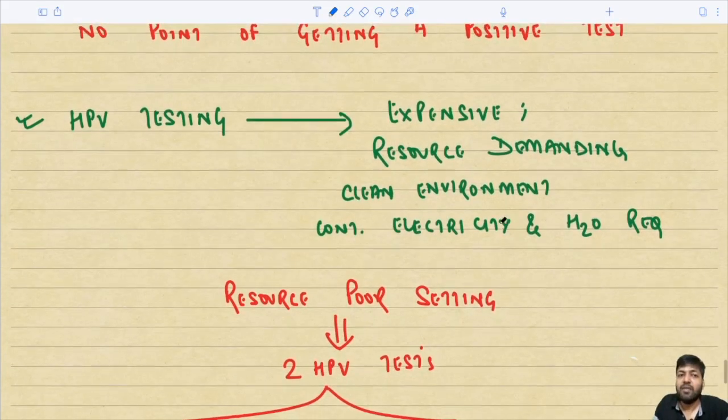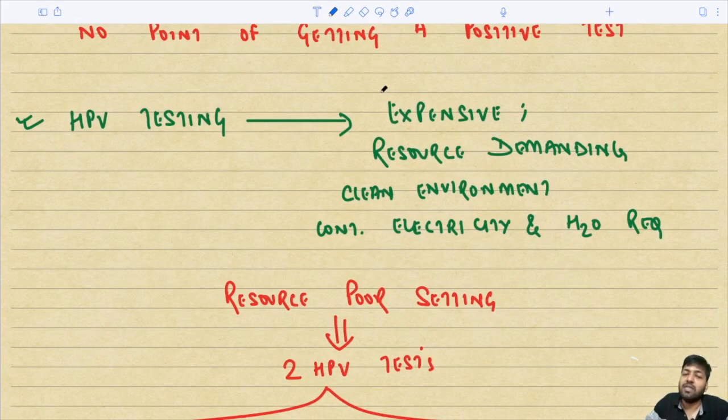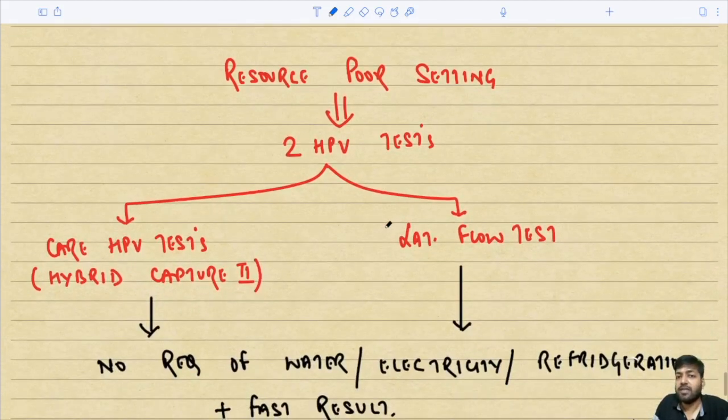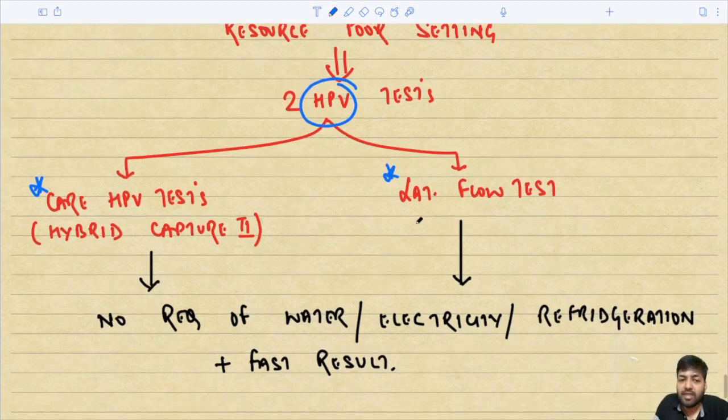Now HPV testing, in the settings of resource poor countries like India, is quite expensive. It is resource demanding. It requires continuous water supply as well as electricity and a clean environment to carry out the testing. So in resource poor settings, two HPV tests have been introduced. One is the CARE HPV test, which is based on hybrid capture 2, and the other is a lateral flow test. Both these tests do not require water, electricity or any kind of refrigeration, and also provide faster results.